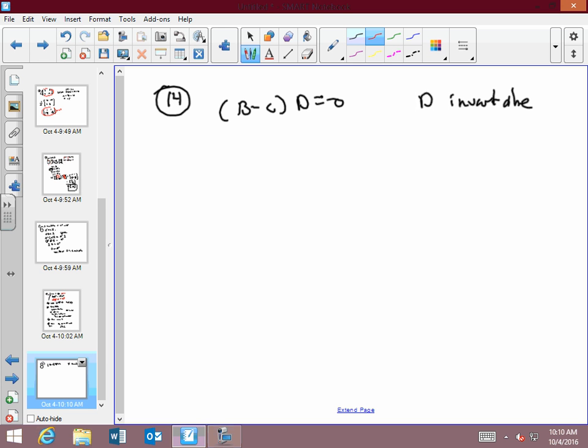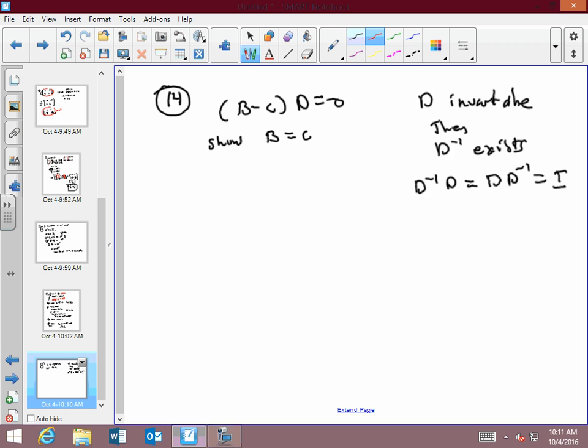And then we want to show B equals C. Okay, so if D is invertible, then D inverse exists, right? And that means D inverse D equals I.